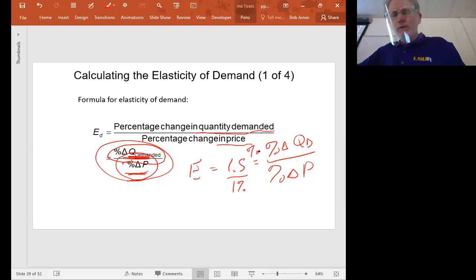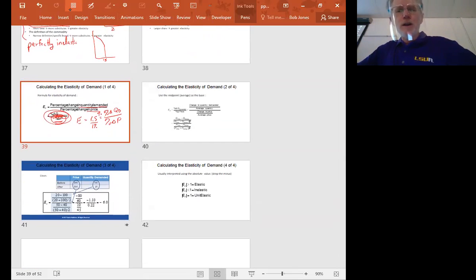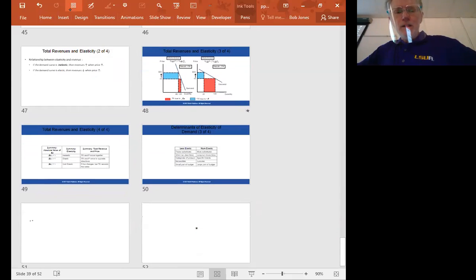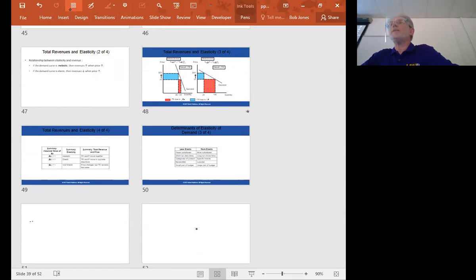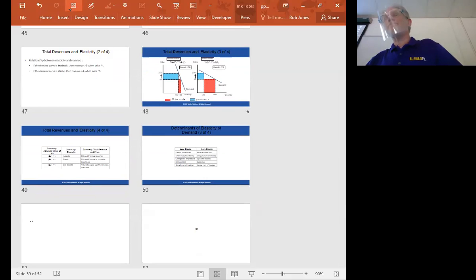So next time we will go through some examples of how you do that calculation. We'll finish talking about the determinants of elasticity. We will talk a little bit about the elasticity of supply. We'll talk about two other elasticities: income elasticity of demand and the cross price elasticity of demand. We won't say much about those, but they're all basically dealing with the same thing. By how much does some quantity change in response to something else? Usually the price, but we can also talk about income.